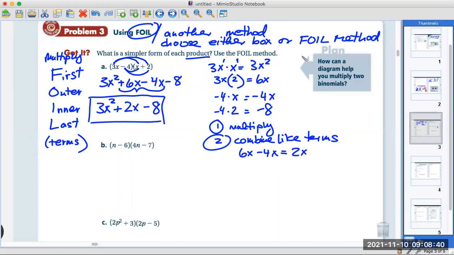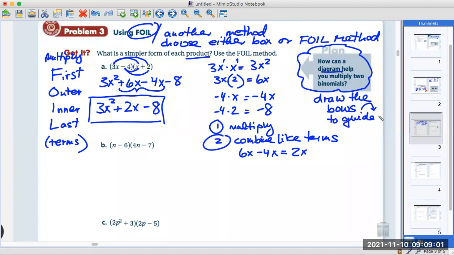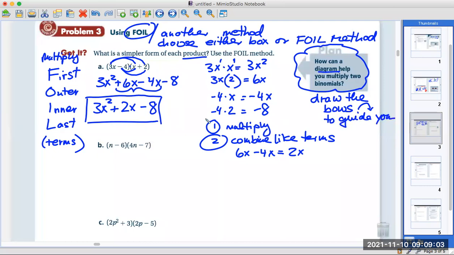Okay. Here's our plan. I like these little things to help you remind what to do. How can a diagram, this is your diagram here, help you to multiply? Draw the bows. I call them bows like that, right? To guide you. Remember, it's first, outer, inner, last terms you multiply. Okay. Do I have another example on this?